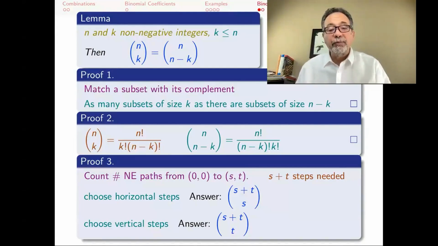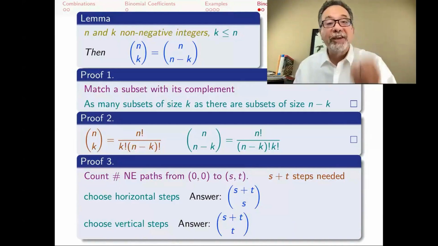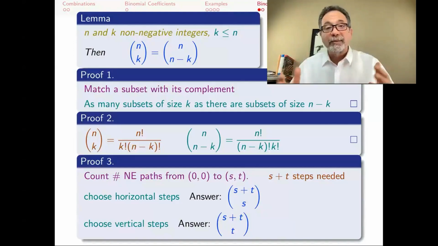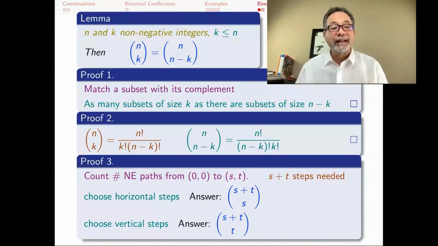Now do a change of variable. Instead of t, put k. Instead of s, put n minus k. Then t plus s becomes n, and s plus t choose s becomes n choose n minus k, and s plus t choose t becomes n choose k. And so those two must be the same because they're both counting the same thing, the number of northeast paths from (0,0) to (s,t). This is something combinatorialists love to do: count the same thing twice, in different ways, and get an identity.